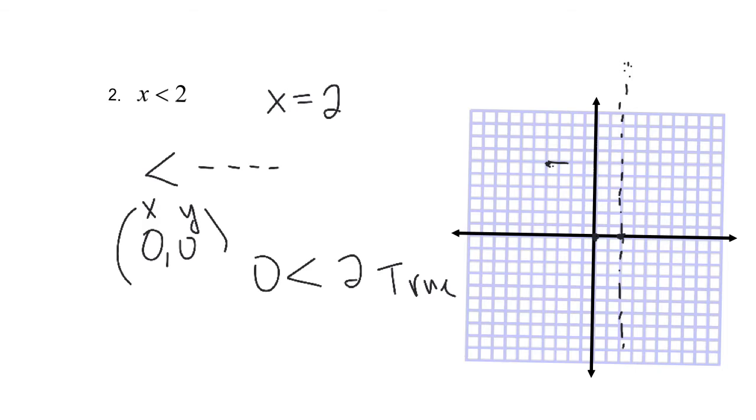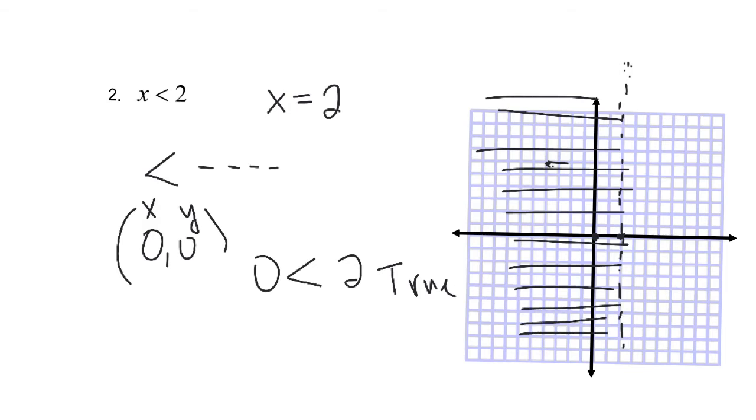Now, if this wasn't a true statement, I would shade the opposite. I wouldn't shade the origin. Since this statement is true, 0 is less than 2, I will shade this side. So the solution set is all the ordered pairs on the left side.